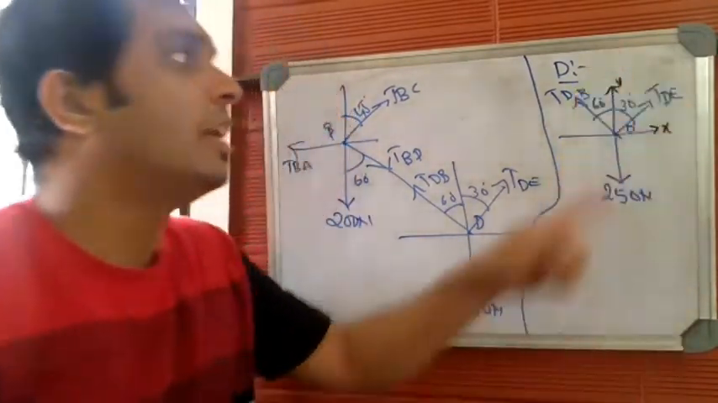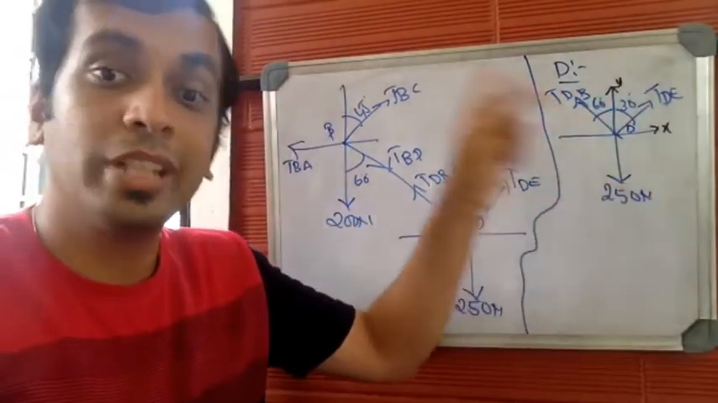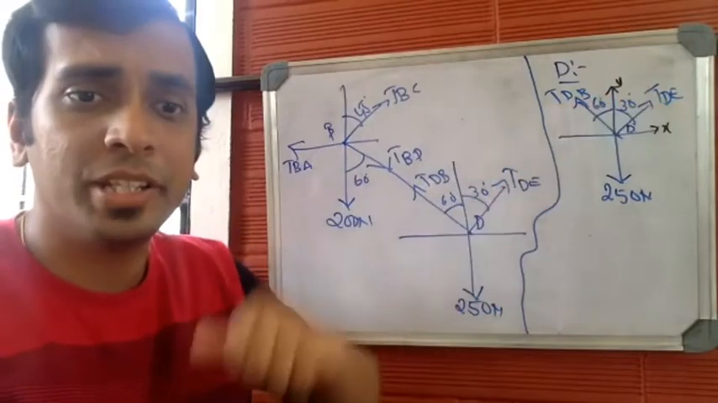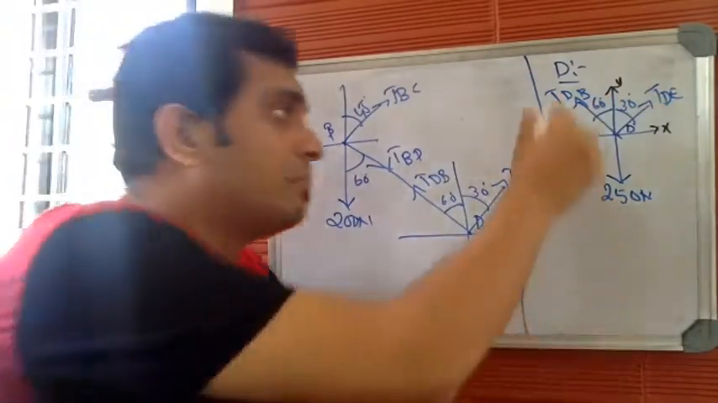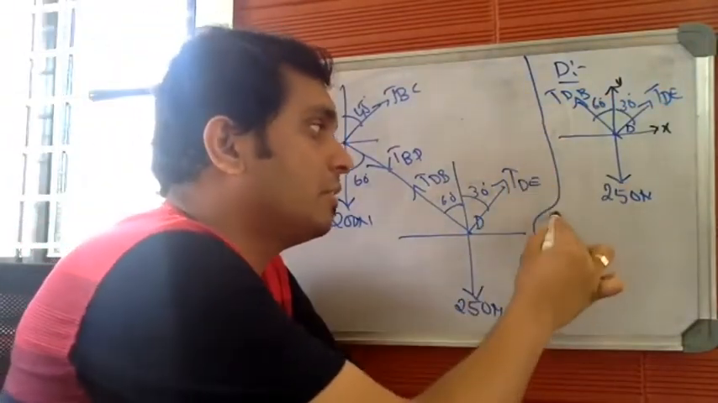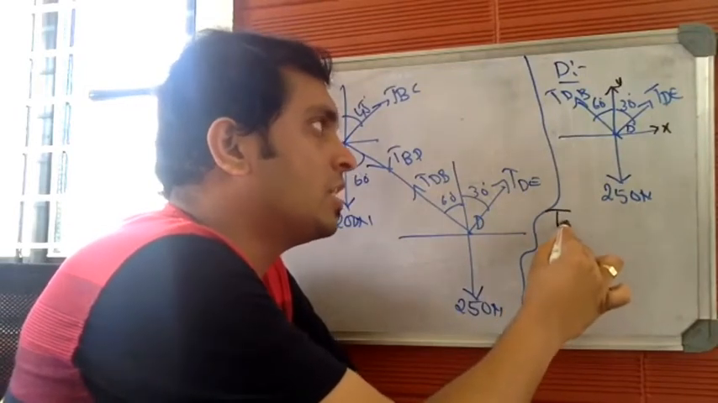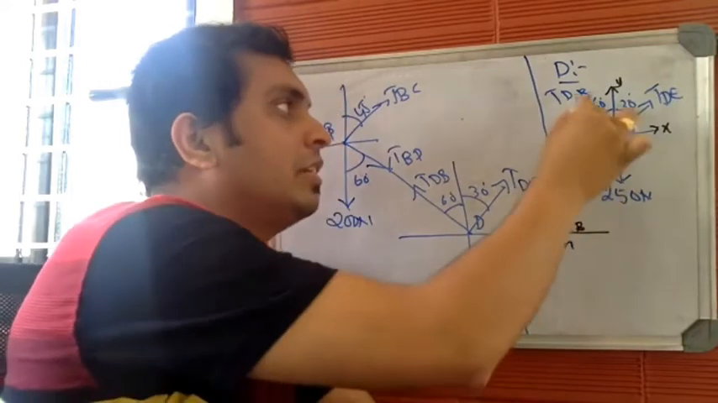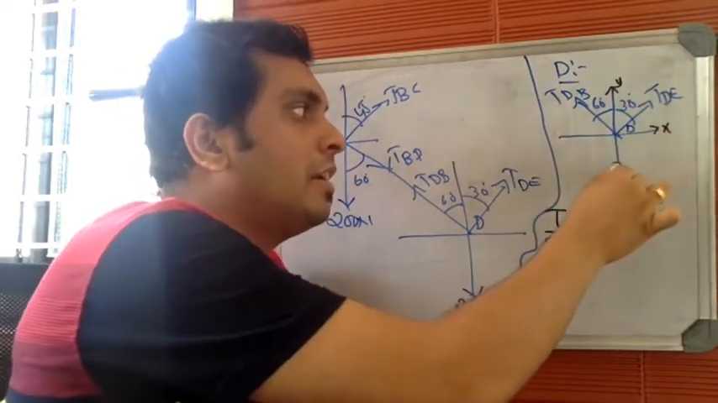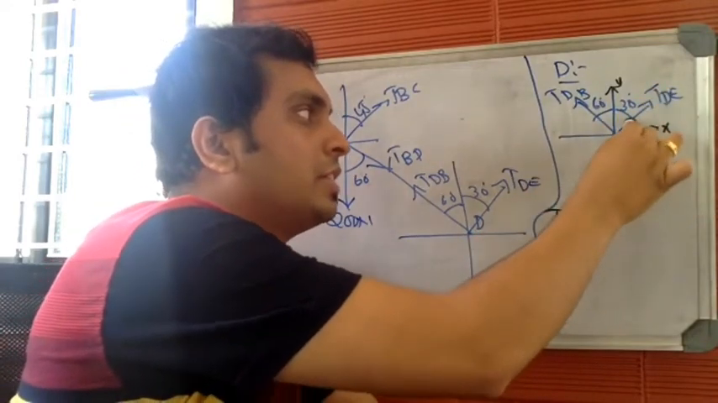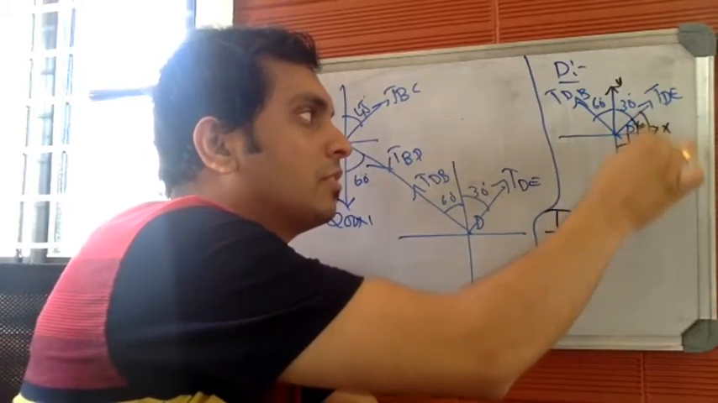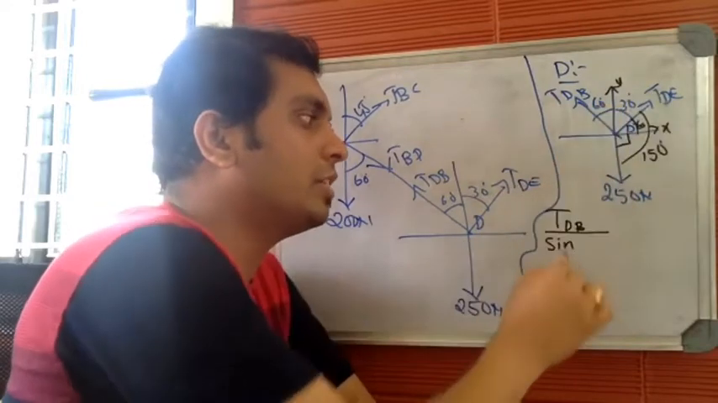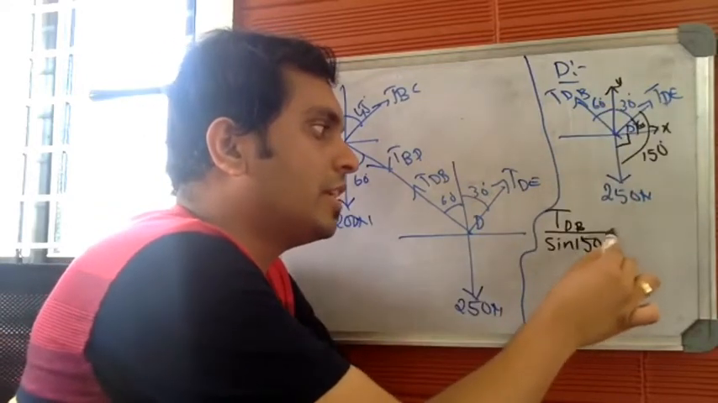Now just observe here. Here we have 1, 2, and 3 forces. Totally we have three forces in this particular free body diagram. So easily we can apply Lamy's theorem. Let us apply Lamy's theorem. According to Lamy's theorem, a particular force TDB divided by sine of the angle between the other two forces, TDE and 250 newtons. This will be 90 and this will be 60. Total angle will be 150. This is the angle between 250 and TDE, the angle between the other two forces, sine 150.